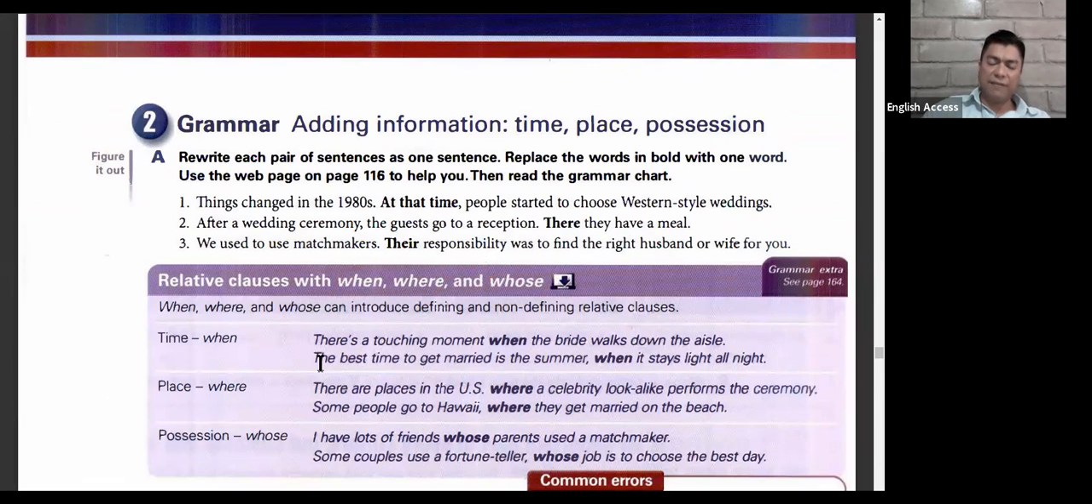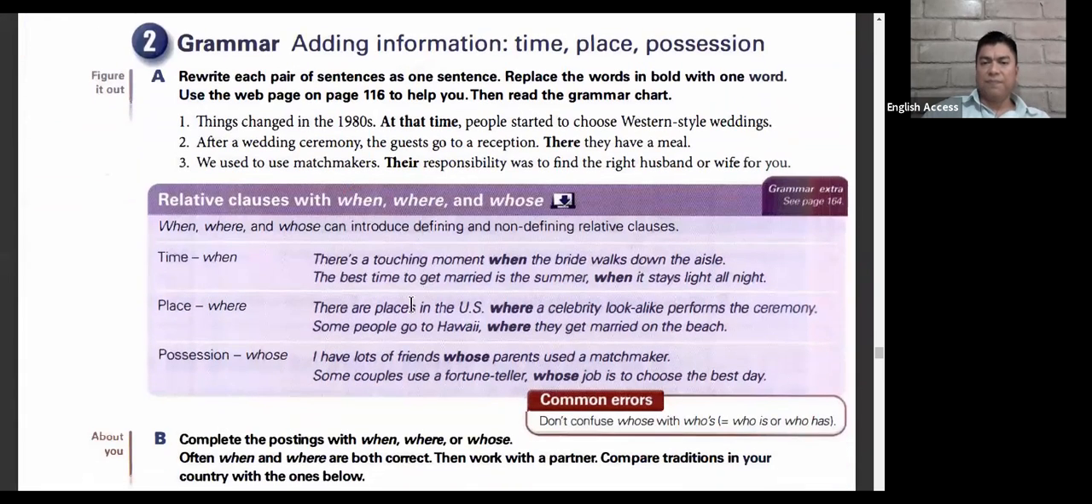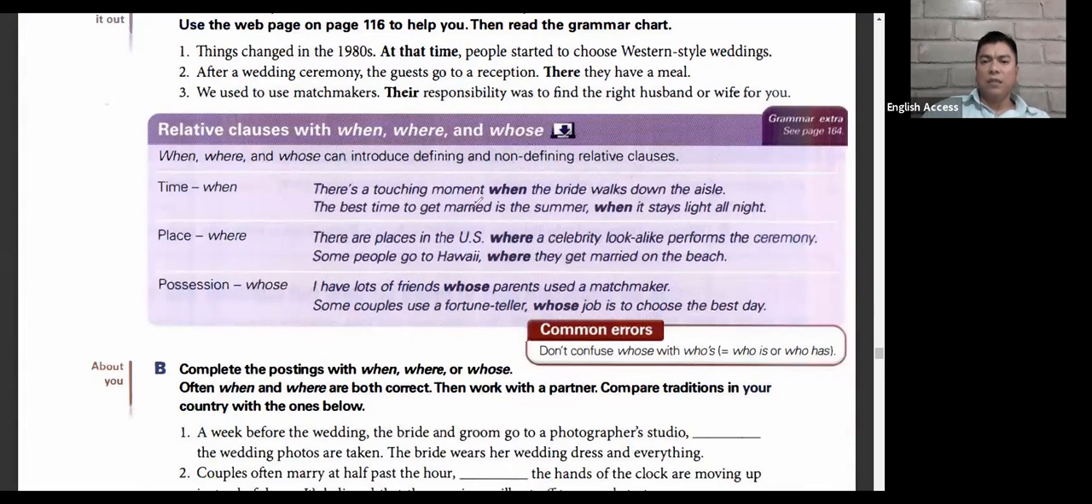These are relative pronouns. The pronoun when is for a moment in time. The pronoun where is for a place, not a moment, I'm sorry, just a place. And whose is for the possession of a person, basically the owner or the possessor of an object. And that's it.